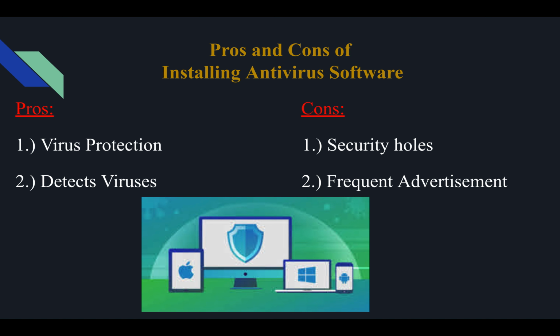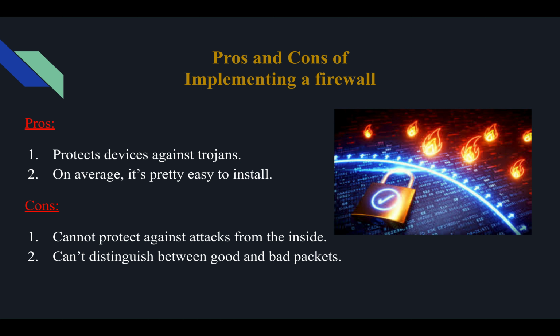Pros and cons of installing antivirus software. Pros: virus protection and detection of viruses. Cons: security holes and frequent advertisements. Pros and cons of implementing a firewall. Pros: protection of devices against Trojans, and on average is pretty easy to install. Cons: cannot protect against attacks from the inside and can't distinguish between good and bad packets.